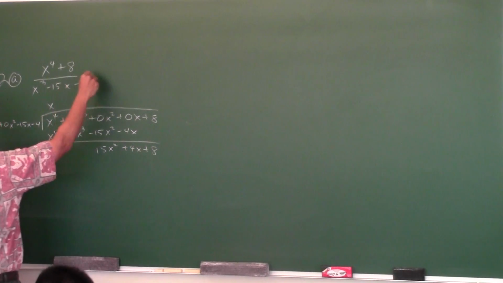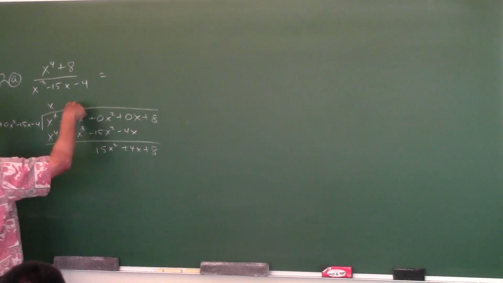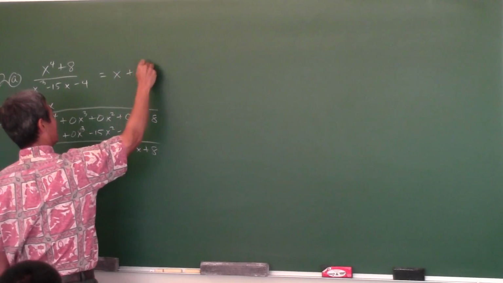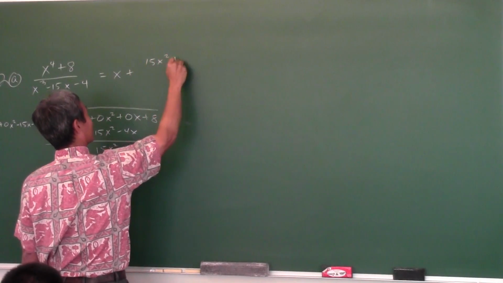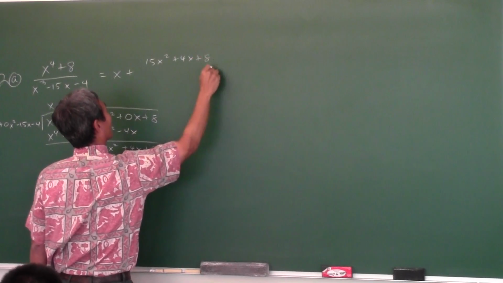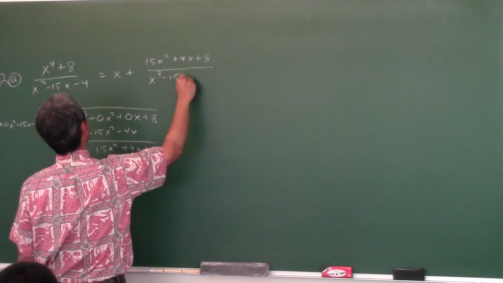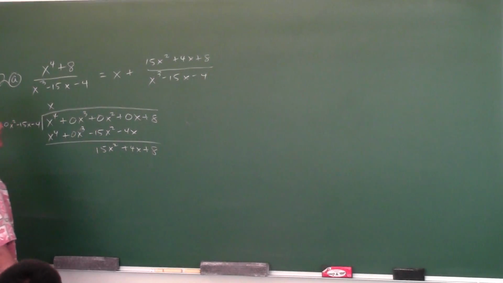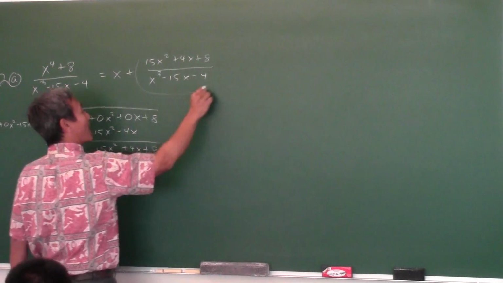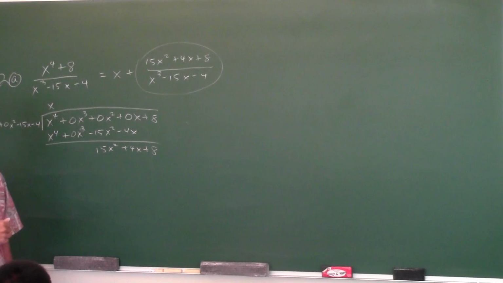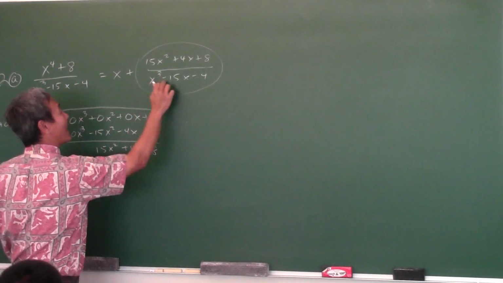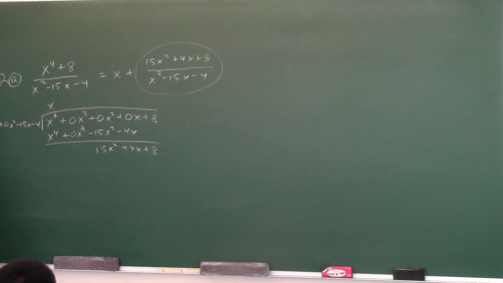And then, okay, so if you divide, the answer is the quotient plus the remainder over the divisor, which is x cubed minus 15x minus 4. Now this is a proper fraction now, so now you can do partial fractions on that. But you have to factor that. So how do you factor when it's x cubed? Synthetic division.